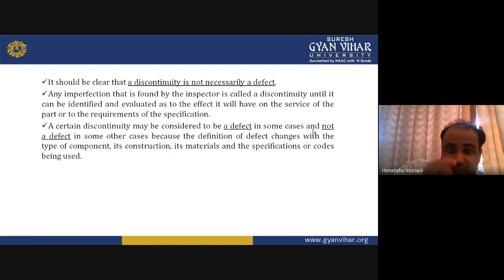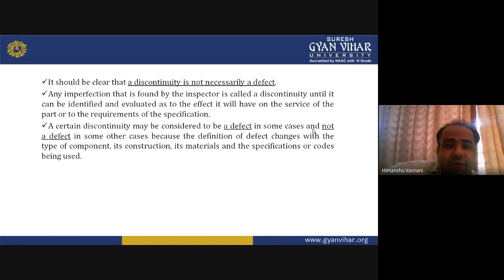Okay, it means that if some issue or imperfection is found during inspection, and it can be repaired, then it's okay. If it can be serviced, then it's okay. And after servicing, if it meets the working requirements, then it's okay.